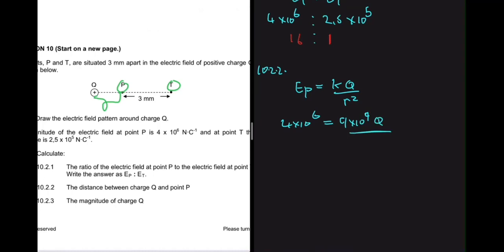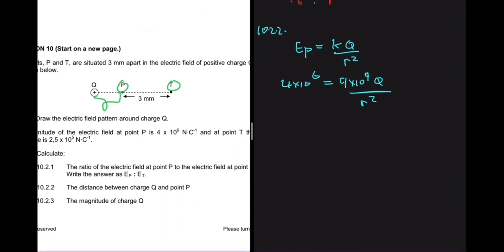And then from Q to P, we don't know the distance. That's what we're looking for. So let's just put R squared, right? And then, yeah, you should be able to see now that we're stuck. We have 2 variables and 1 equation, so we need another equation. How can we find another equation? We can use point T. So let me show you what I'm talking about, right?